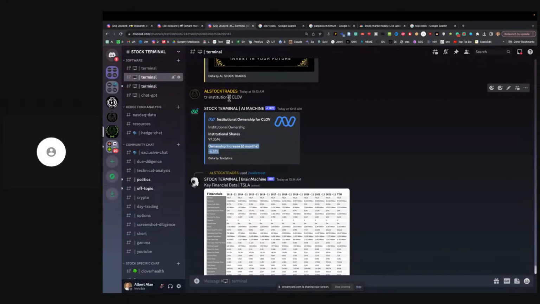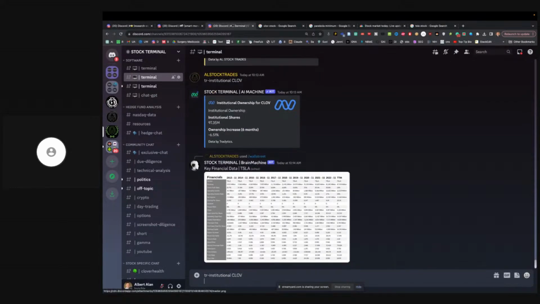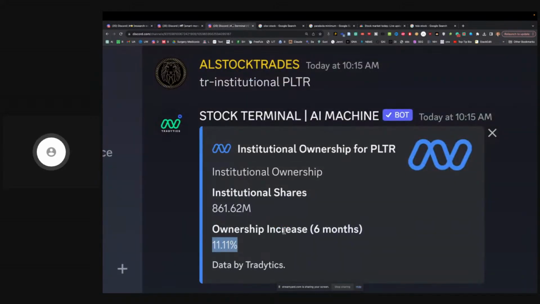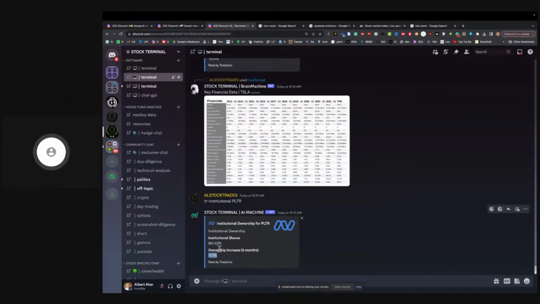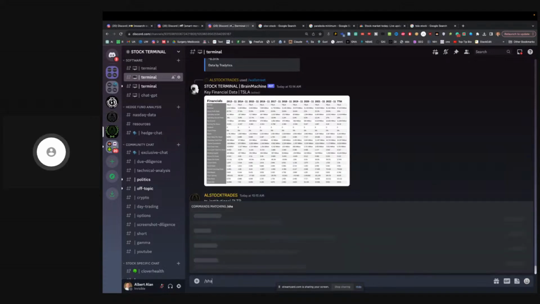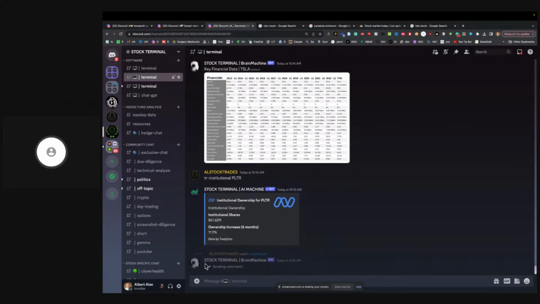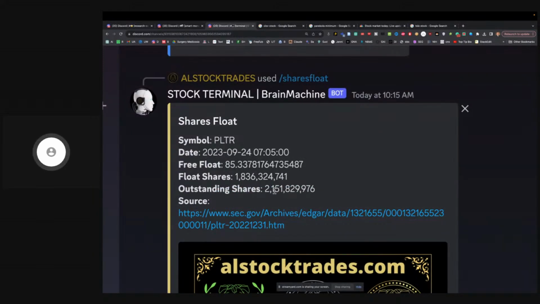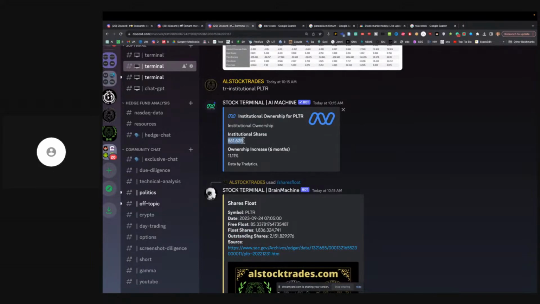Okay. And I'm just kind of curious to see this for Palantir, because we've seen a lot of people talk about Palantir now. So you can start to see institutional ownership in the last 6 months started increasing, an 11% increase, right? This is just the short-term 6 months. It doesn't mean that they own 11%. You would have to calculate the outstanding shares of Palantir, the share float, which you can calculate here using the stock terminal. They have about 2.1 billion shares, which is insane. If you look at institutional shares here, let me make sure.